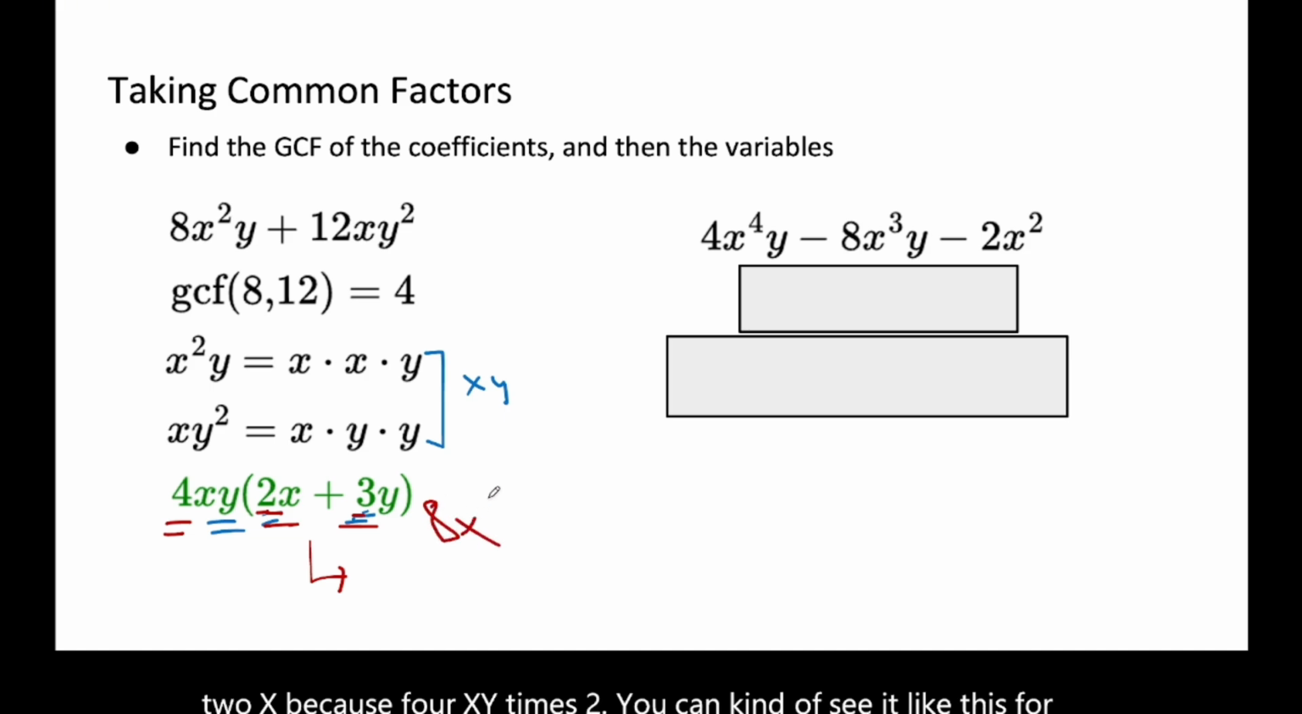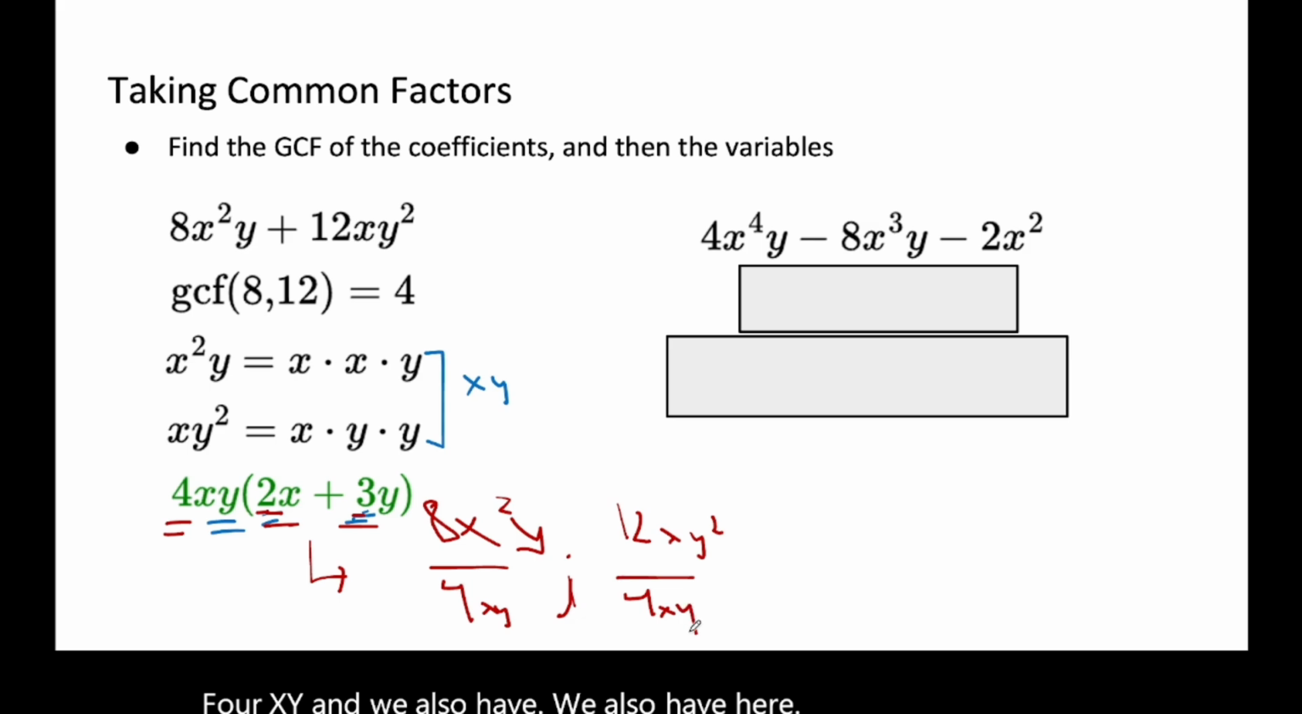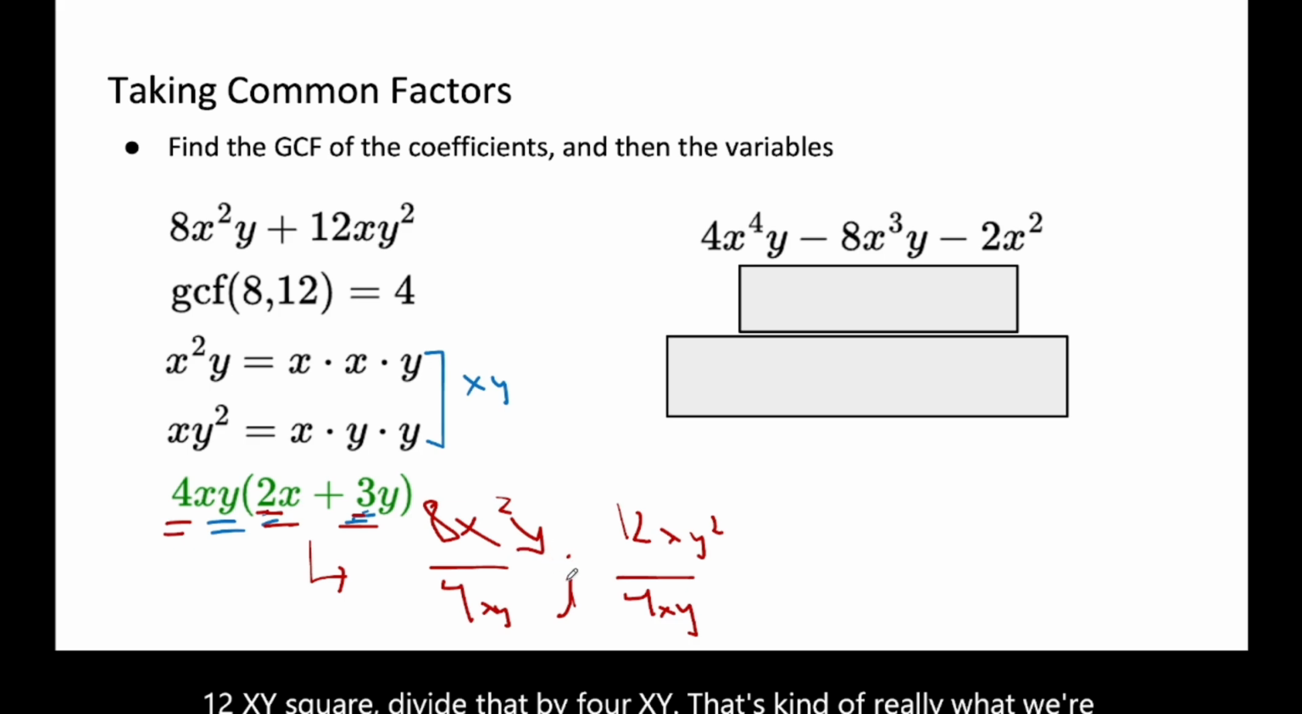8x squared y divided by 4xy, and we also have here 12xy squared, divide that by 4xy. That's kind of really what we're seeing here in this case, if that makes sense.